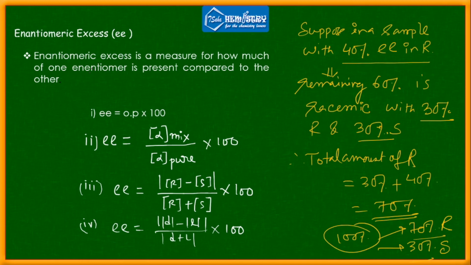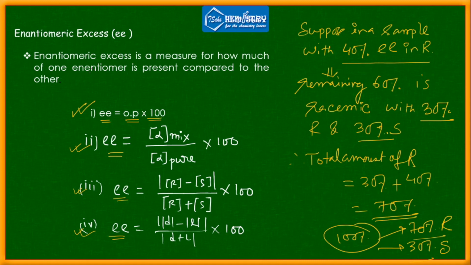So this is the formula to calculate enantiomeric excess. Enantiomeric excess equals optical purity times 100. If you multiply optical purity by 100, you get the enantiomeric excess. Or you can apply alpha mix by alpha pure times 100. Similarly, you can write mod value of R minus mod value of S, divided by mod value of R plus mod value of S, times 100. Or mod value of D minus mod value of L, divided by D plus L, times 100. In this way we can calculate the enantiomeric excess.